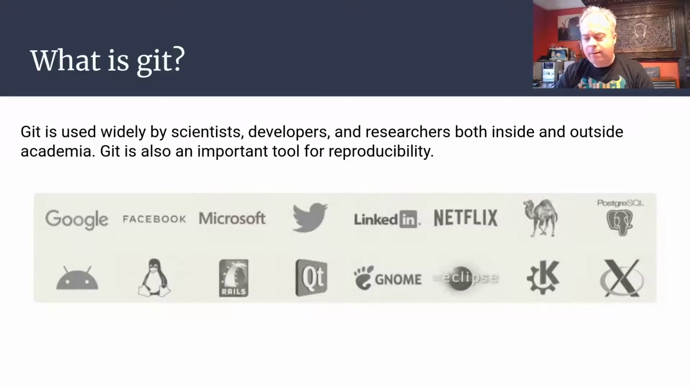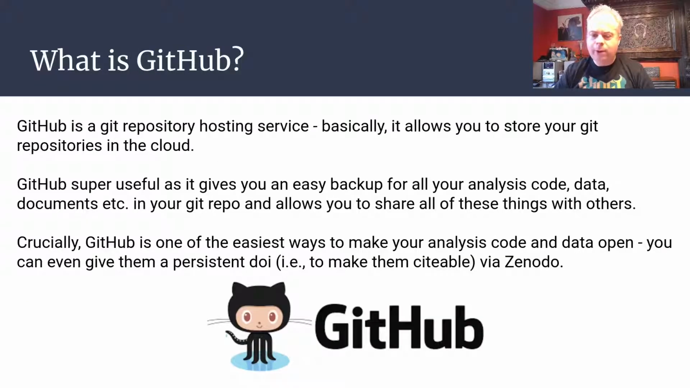Scientists use it, software developers, researchers, both within and outside academia. And these are just some of the countries that use Git as a way of version controlling their projects and as a way of allowing different research teams and individuals to collaborate on the same project. And Git is a really important tool in the context of doing reproducible research.